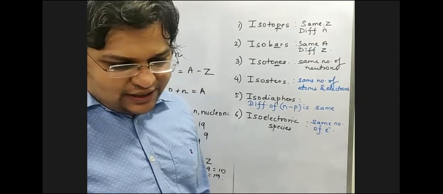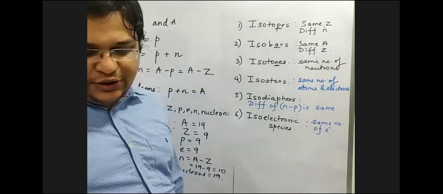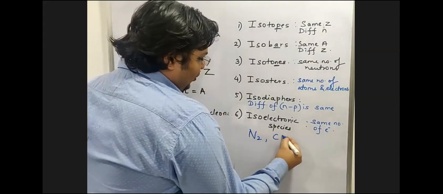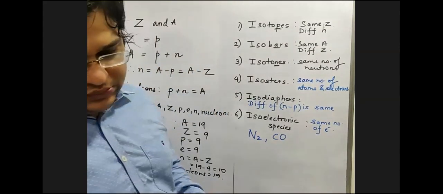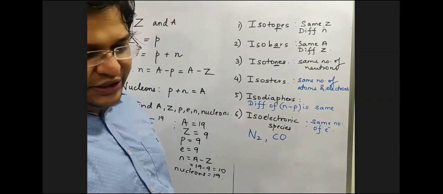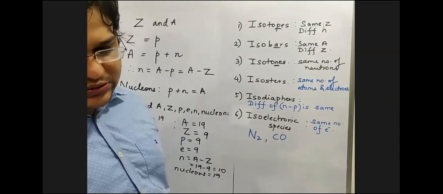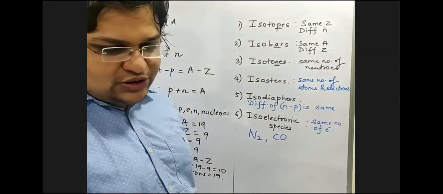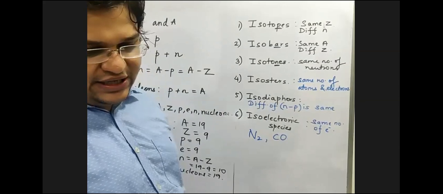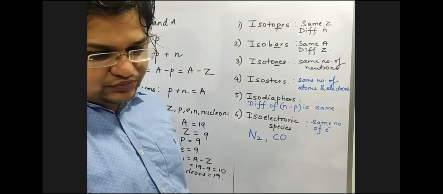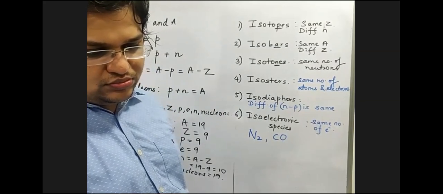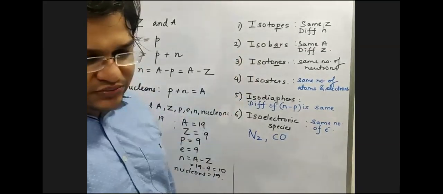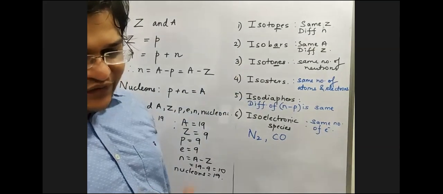Now I give you an example like N2 and CO. Can I say N2 and CO are isotopes, isobars, isotones? नहीं है। Let us start check for isosters.